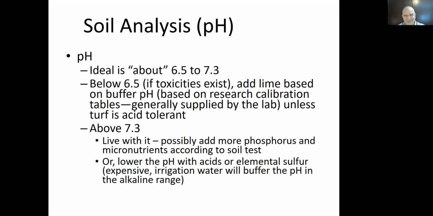Getting back to soil pH. Again, ideal is kind of that neutral area. Below 6.5 technically is where we start seeing trouble. It's really below 5.5 where we start seeing some major trouble. Usually I'm pretty okay if I'm at a pH of 6.